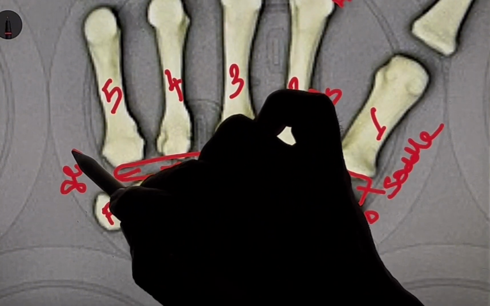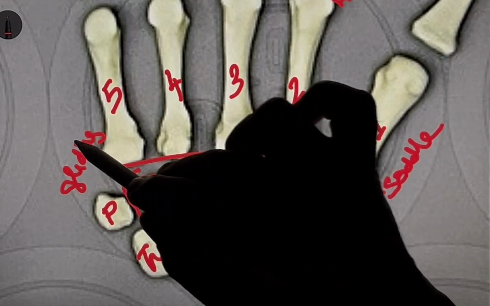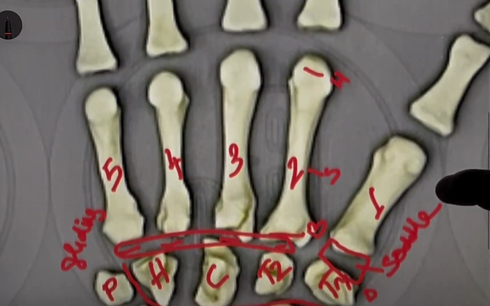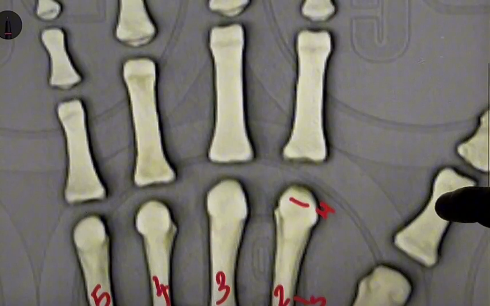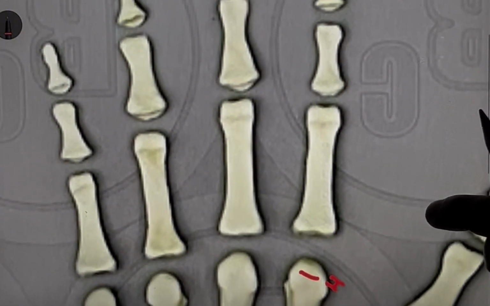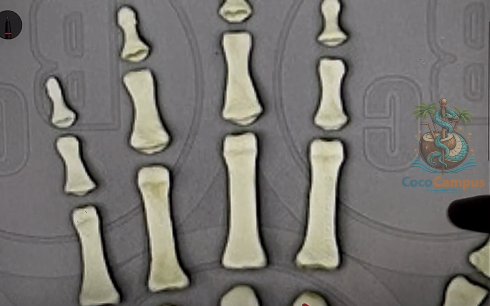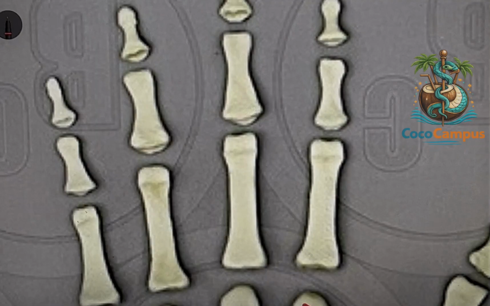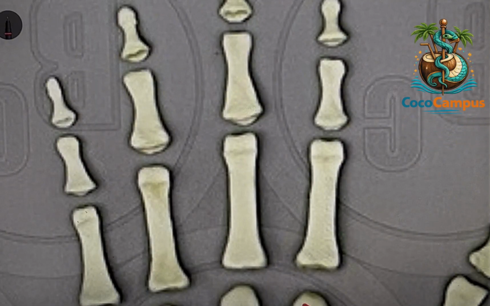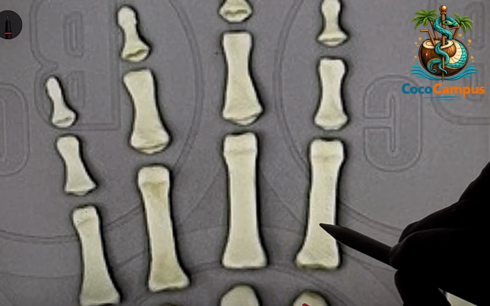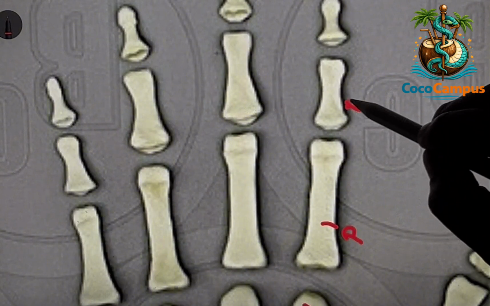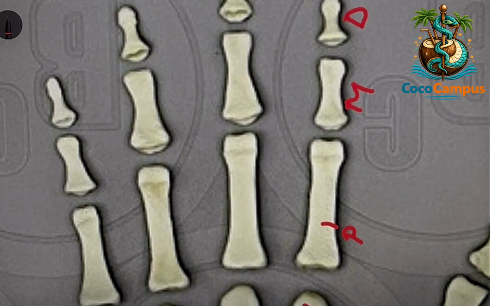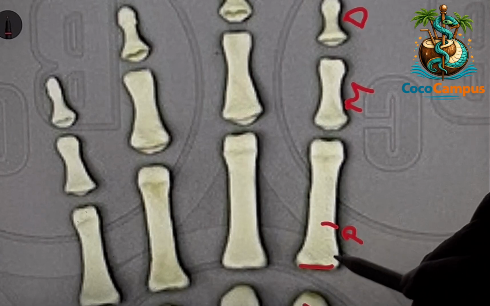Let's head towards the phalanges. The 14 phalanges are distributed such that the thumb only has two, proximal and distal. However, the remaining 4 digits have 3 each. They have the proximal, middle, and distal phalange. Each phalange has a base, shaft, and head.